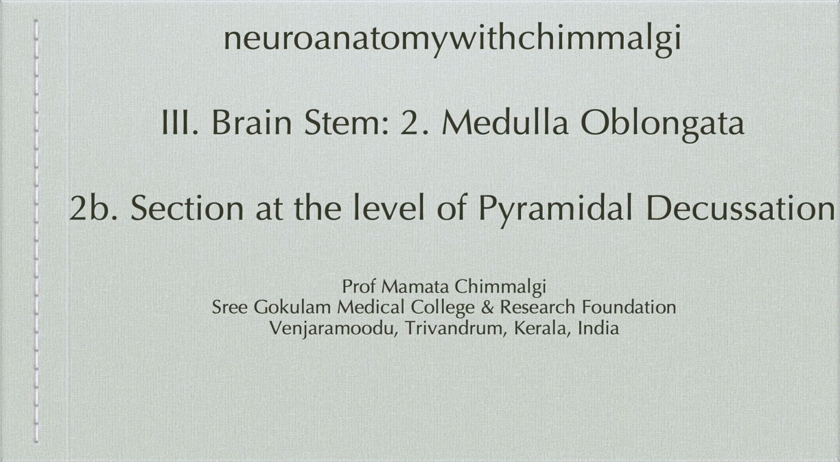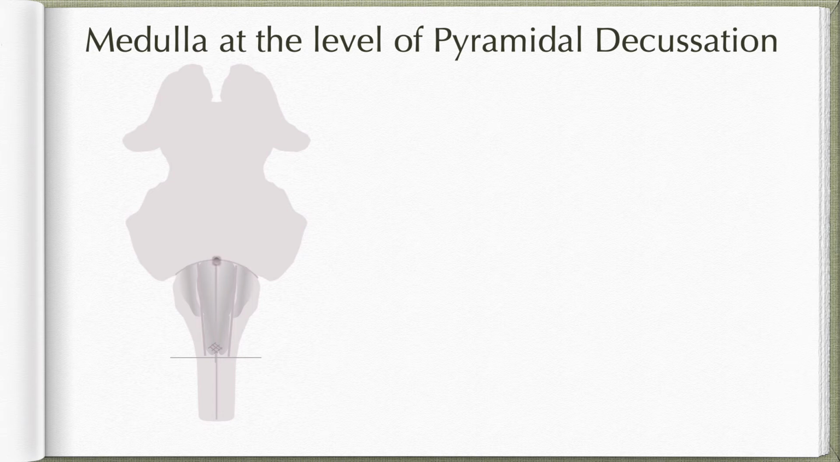In this video, let us begin with the section taken immediately above the spinomedullary junction, or what we call the level of pyramidal decussation. As this part of the medulla is adjacent to the spinal cord, it somewhat retains the structural arrangement pattern similar to that of the spinal cord. So, the section of the medulla at the level of pyramidal decussation will be taken at this level, passing through the pyramidal decussation.